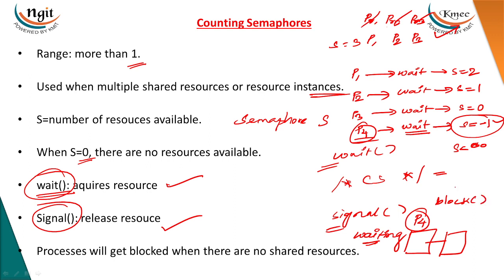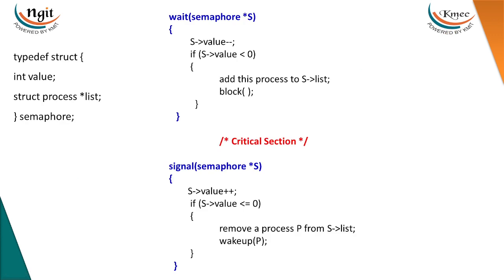So let's see the implementation of this particular counting semaphore. In the counting semaphore, we need to have a value that is equal to the number of shared resource instances. Instances means the count of that particular resource. We have seen printers are 3 or scanners 4, then this value will become 3 or 4.